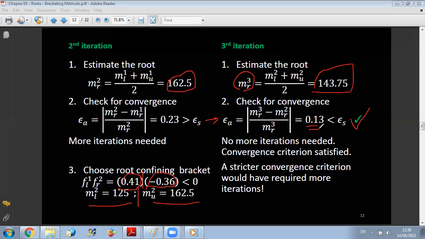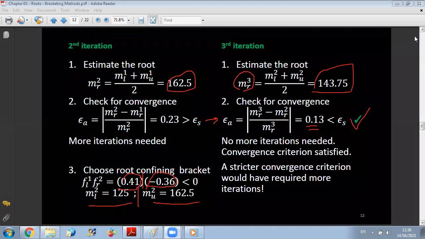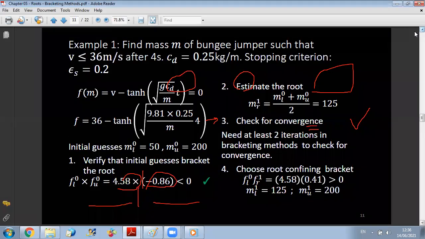Yes. Can you repeat step 4, the slide before? Yes, of course. Is this one? Yes, please.